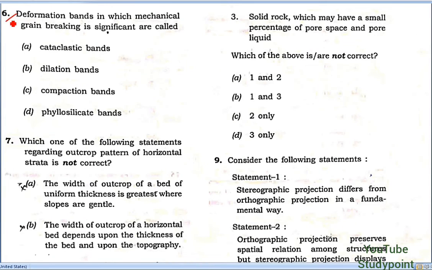Question number 6. Deformation bands in which mechanical grain breaking is significant are called. Here is the definition of cataclastic band. Right answer is option A, cataclastic band.